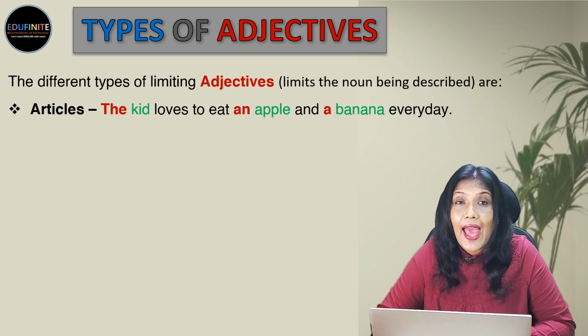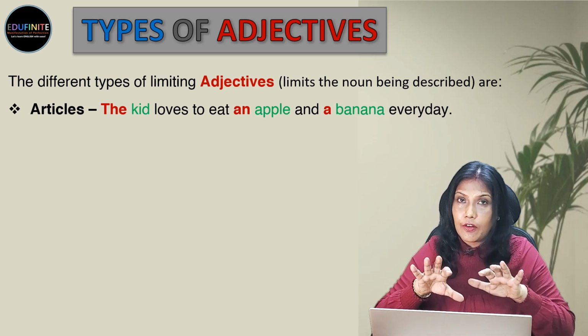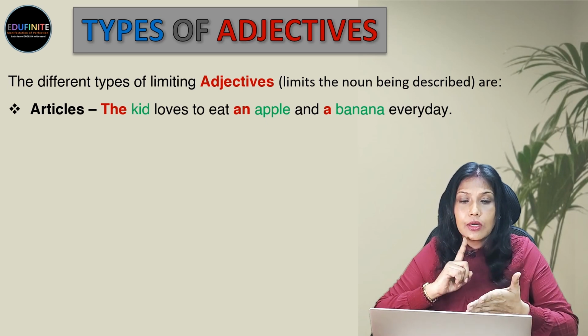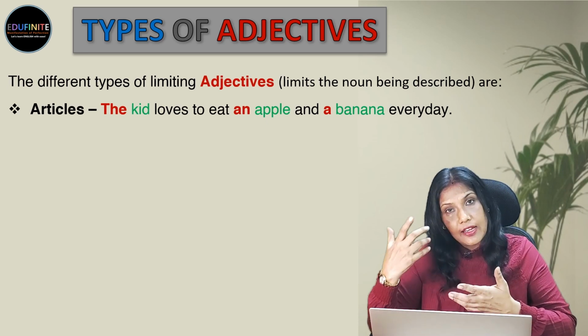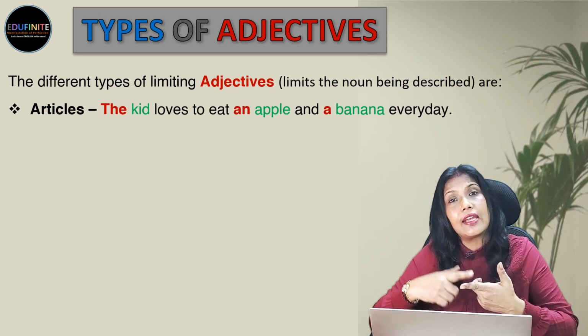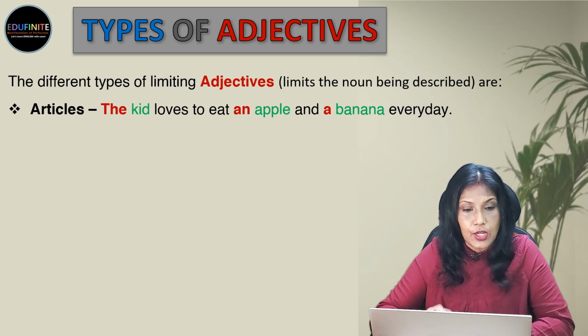But again, an apple, any apple. Here there is no particularization, any apple, a banana, so any banana. So an is telling us more about the apple, any apple, and a is telling us more about the banana. That means any banana. So these two are also adjectives.